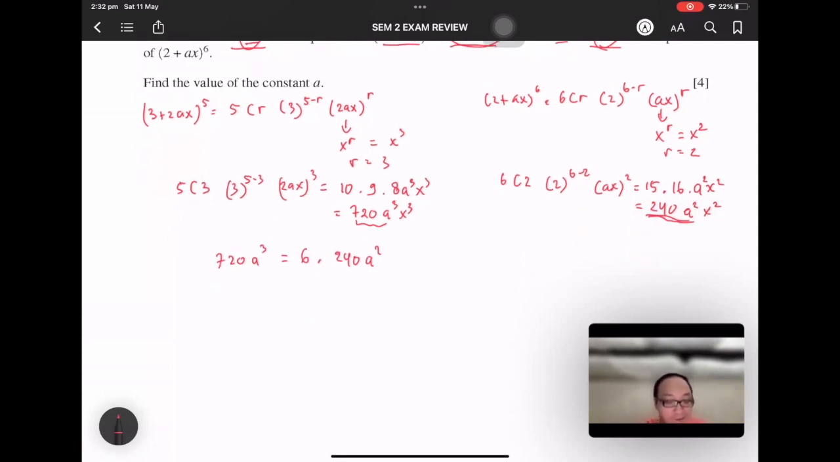Now we can solve. So a squared I can cross out, and then a equals 6 times 240, so I can cancel this. This is 3. So a equals 2.